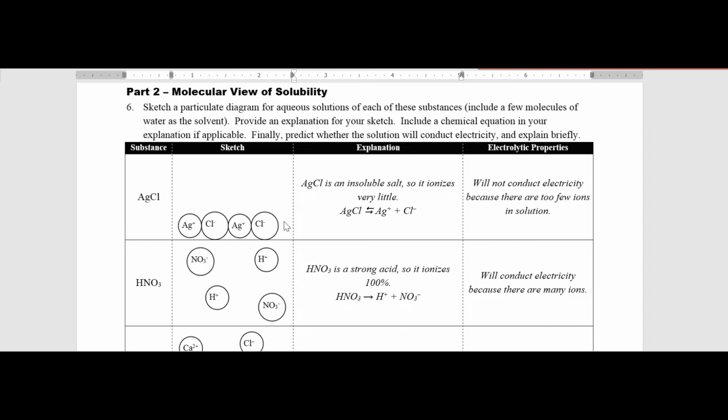So if it is insoluble, there's no ions in that solution, right? They can't really conduct electricity because they're stuck together. They're not free moving, right? So electricity usually occurs because there's free ions, free electrons moving around. And so silver chloride will not conduct electricity because they don't have enough ions in that solution to conduct any electricity.